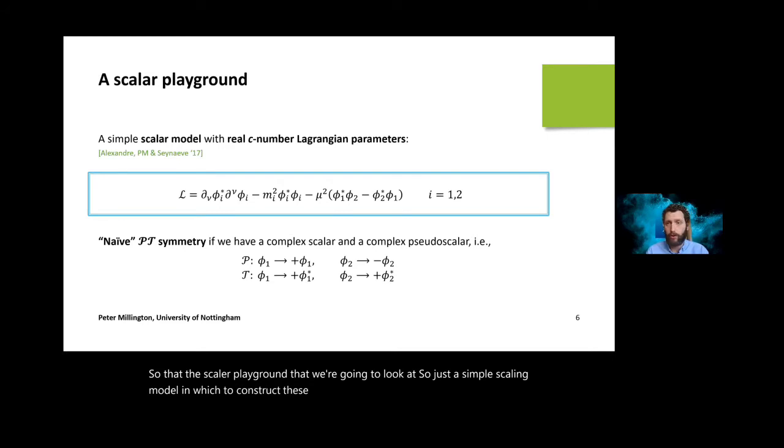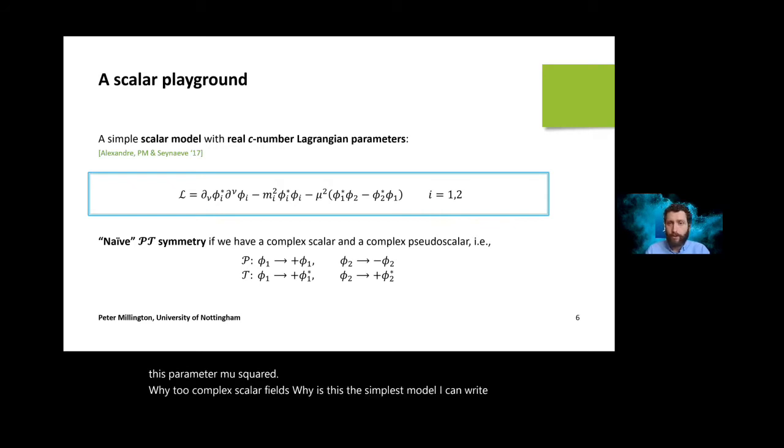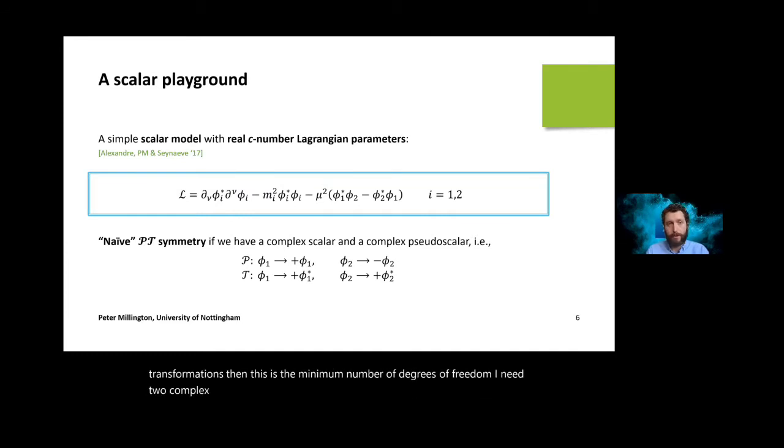So I'm going to introduce two complex scalar fields and consider this Lagrangian here, which is the Lagrangian for the C number, so the classical number fields. And you see that it has this non-Hermitian mass term, which is proportional to this parameter mu squared. Why two complex scalar fields? Why is this the simplest model I can write down? Well, if I want to have non-trivial parity and non-trivial time reversal transformations, then this is the minimum number of degrees of freedom I need. Two complex scalar fields gives me 4 degrees of freedom.